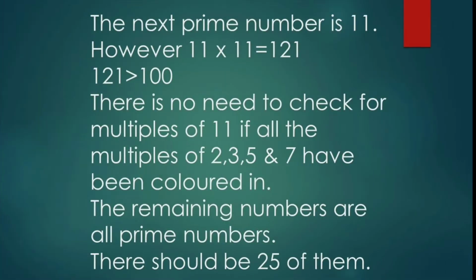The next prime number is 11. However, 11 times 11 is equal to 121. 121 is greater than 100. There is no need to check for multiples of 11 if all multiples of 2, 3, 5, and 7 have been colored in. The remaining numbers are all prime numbers. There should be 25 of them.